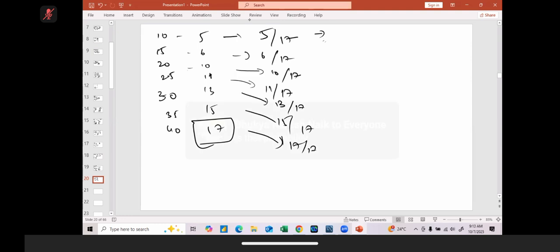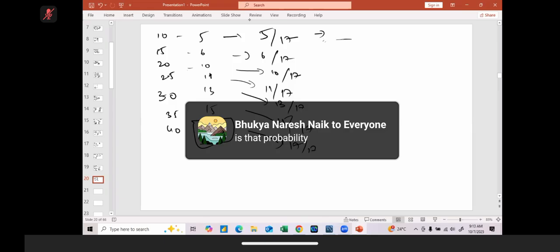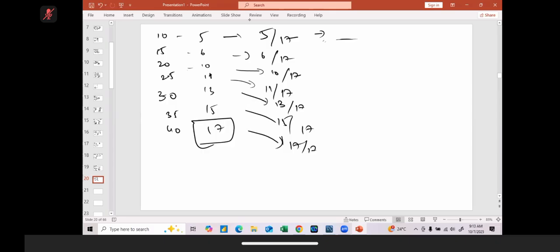What will we get? Whatever value we get, that will be in a decimal format. We will convert that into a percentage. Okay. That is nothing but relative frequency. Is this understood? Yes?